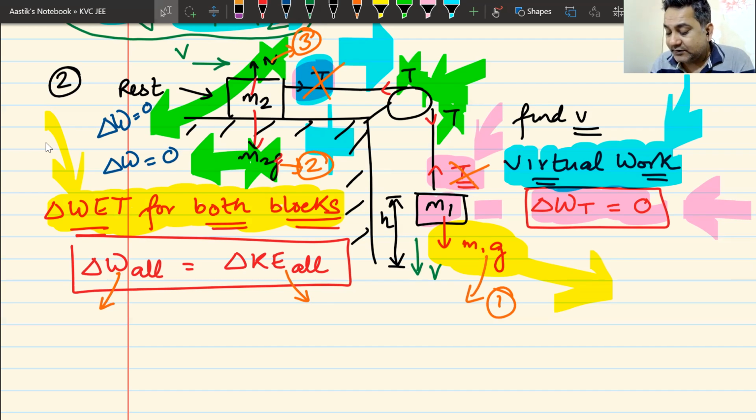Work done by all forces is equal to the change in kinetic energy of all the bodies. You have the answer straight away. I had given you this question for homework, but I don't think you would have done it. Anyways, I had to discuss it in any case. Work done by all the forces: the only force that is remaining is this gravity, M1G. Now, how much work does this do? This block falls down by H.